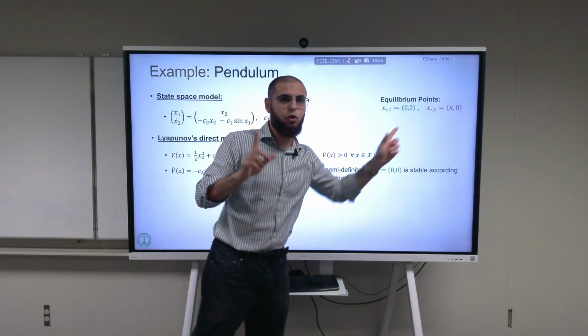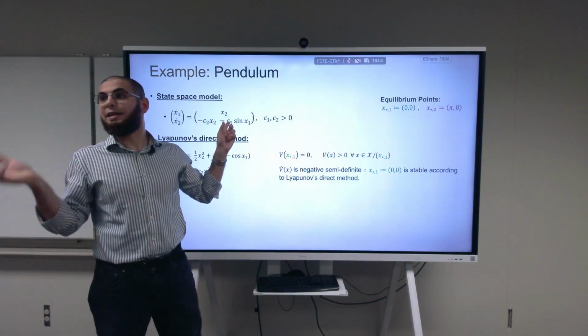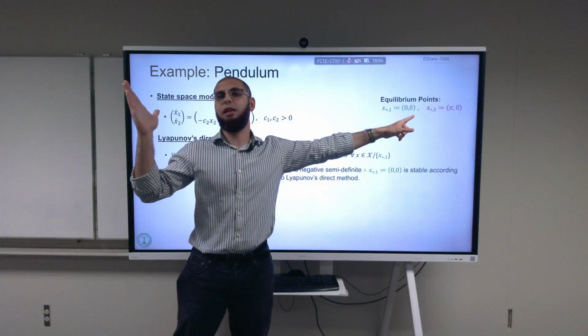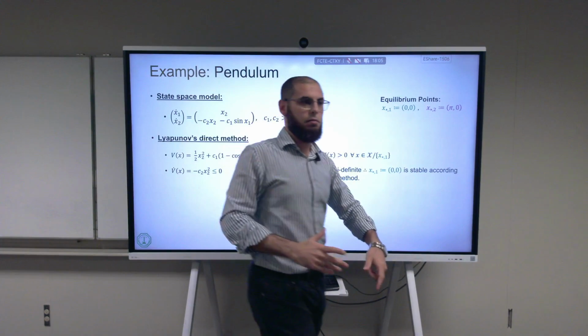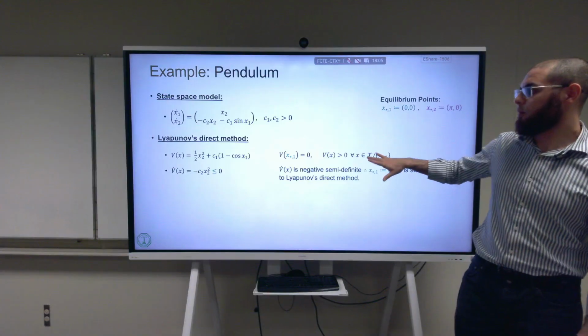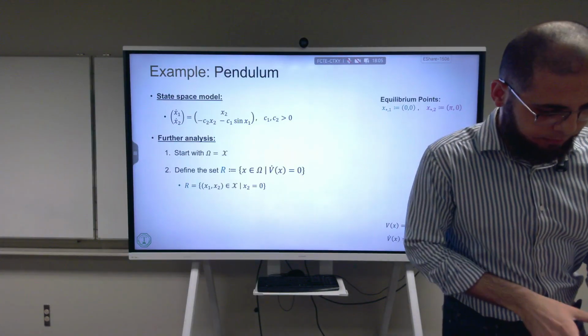Calculate the Jacobian of this system and evaluate it at this equilibrium point. You can show that the top equilibrium point has a positive eigenvalue, which means it's unstable, exactly, by Lyapunov's indirect method. So now let's look at LaSalle's invariance principle and how we can move further.